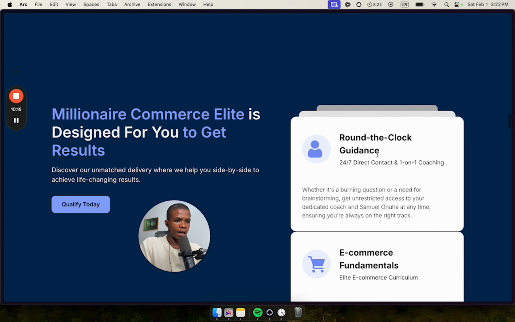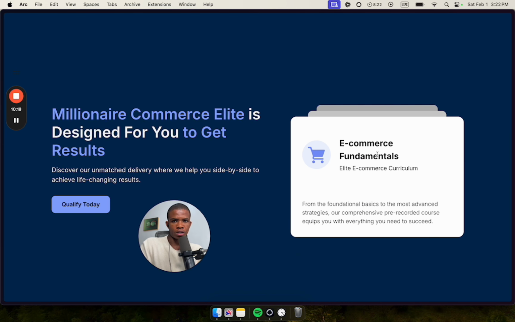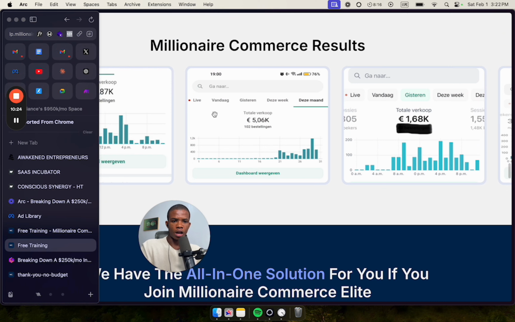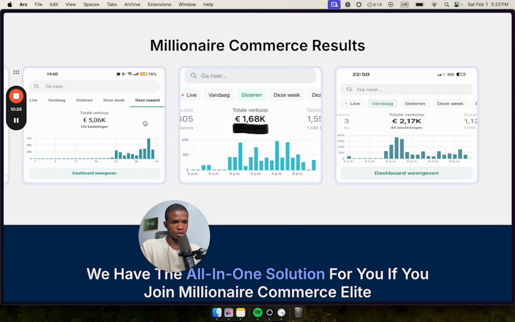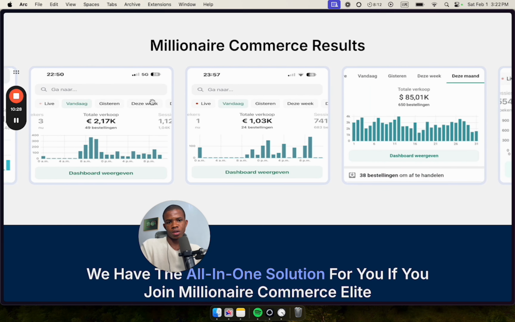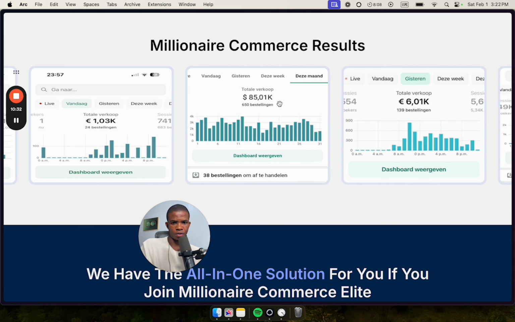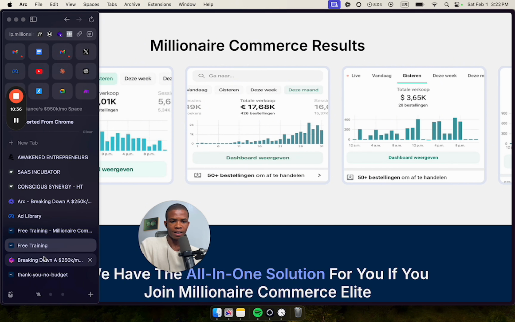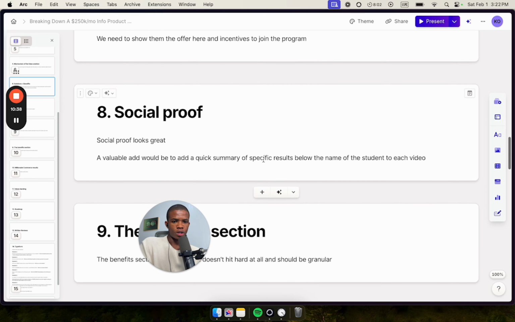So "round the clock guidance": you need to speak to these people like you're actually their bro, because this is how they think. So it's very important to understand that this section, I like this section. It's really, really good. And by the way, this is just me being objective about this funnel. I'm not trying to hate here. I actually love these guys. These are my Nigerian brothers. So, yeah. Anyways, social proof looks great.